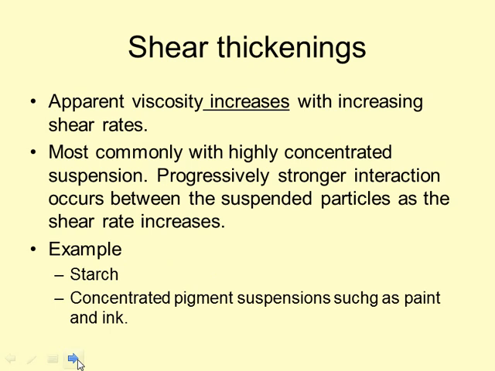With shear thickening, it's the opposite. With highly concentrated suspensions, progressively stronger interaction occurs between the suspended particles as the shear rate increases. In other words, either the molecular bonds increase or the long molecular chains start to tie up with each other and mess up. Examples are starch and concentrated pigment suspensions such as paint and ink. That is shear thickening.